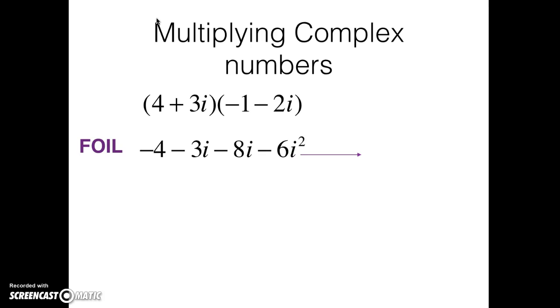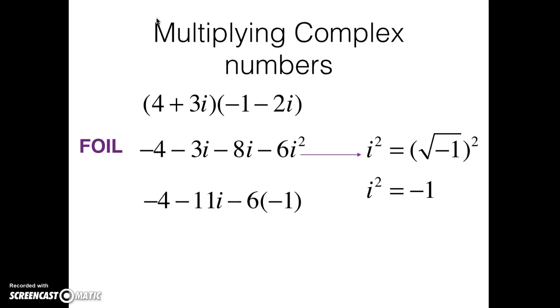We need to deal with i squared. i squared, we can rewrite this as the square root of negative 1 squared. And whenever you have a square and a square root, those two operations cancel each other out. So you're just left with the negative 1. i squared equals negative 1. So we can replace that in our equation.